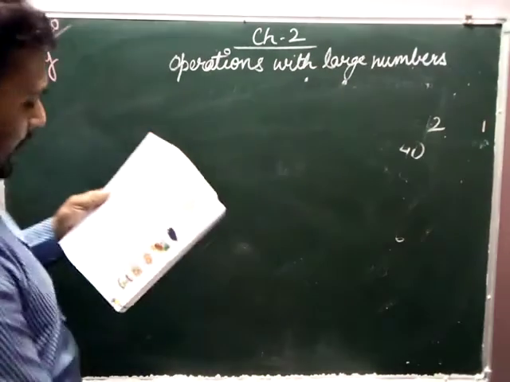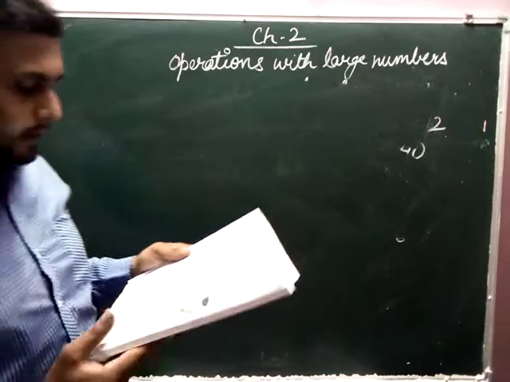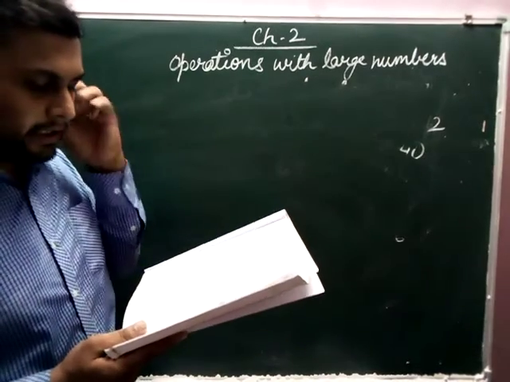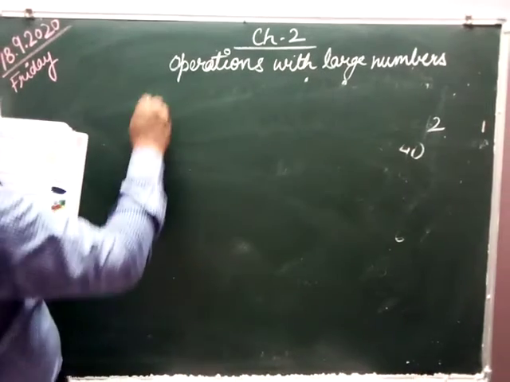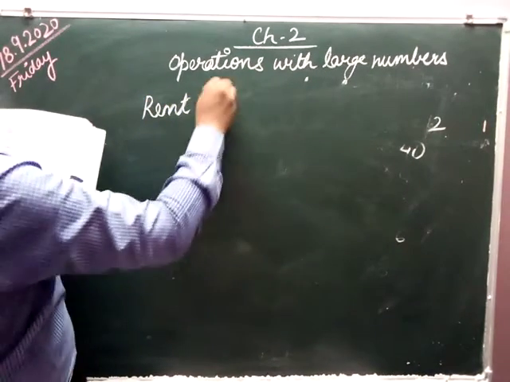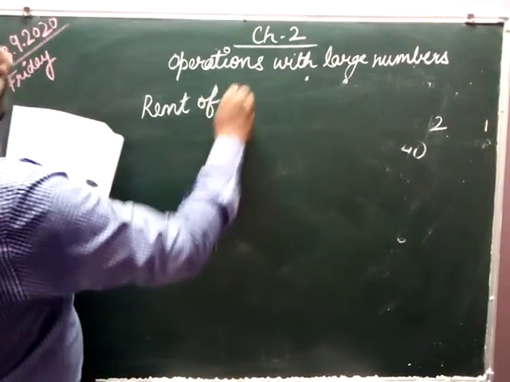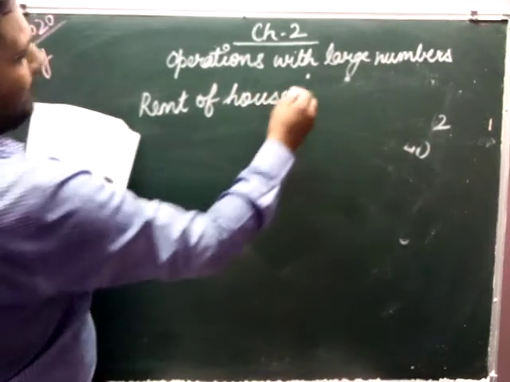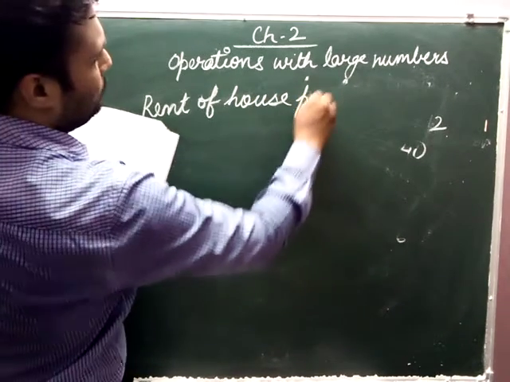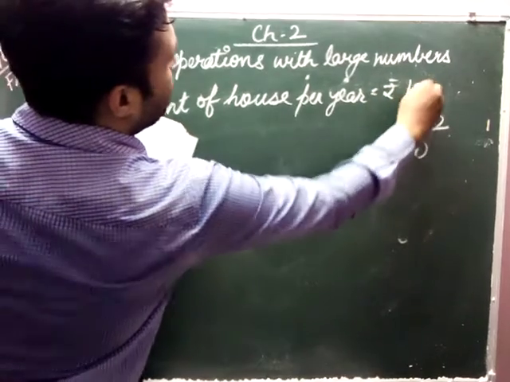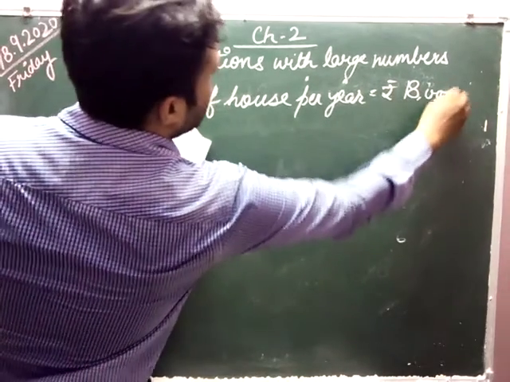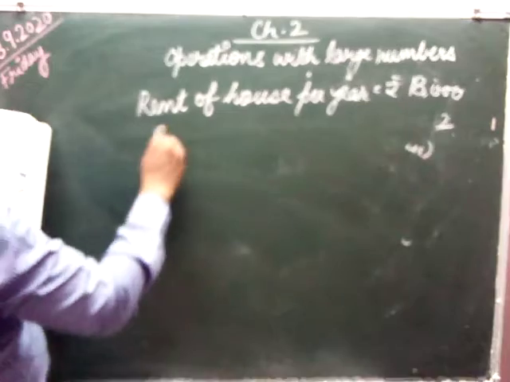The rent of the house is 18,000 per year. What is the rent of 8 months? So the rent of the house per year means 12 months. Per year equals 12 months. So we have rupees 18,000. Now we have to find the rent of 1 month.